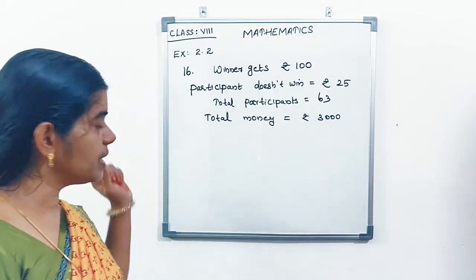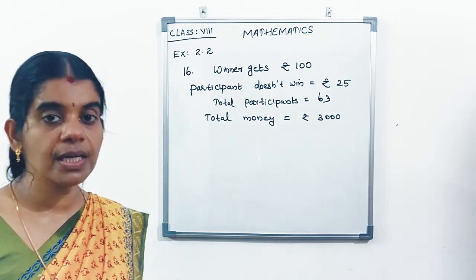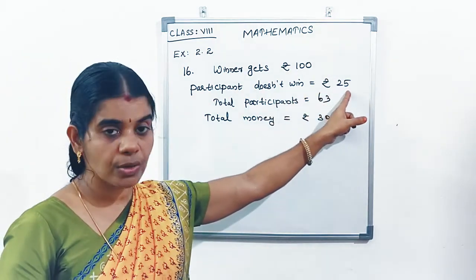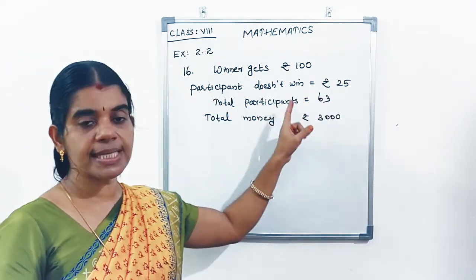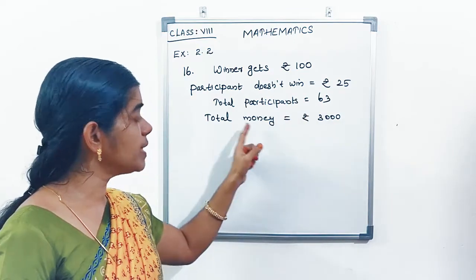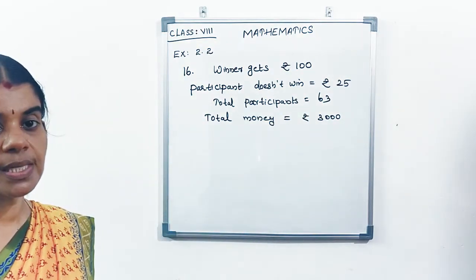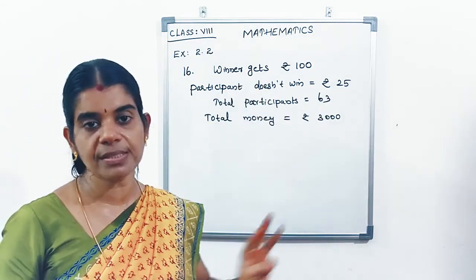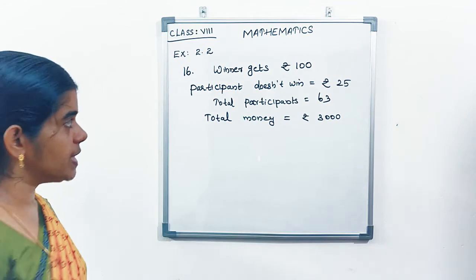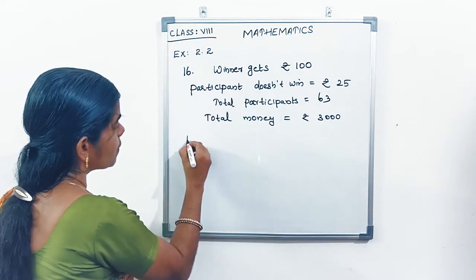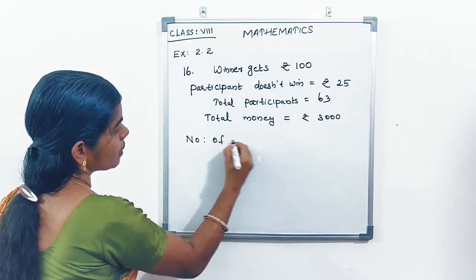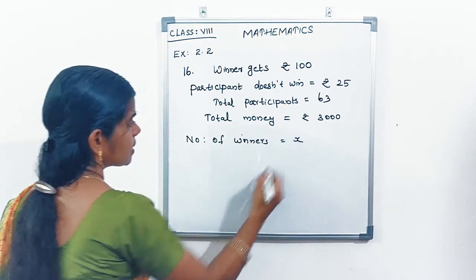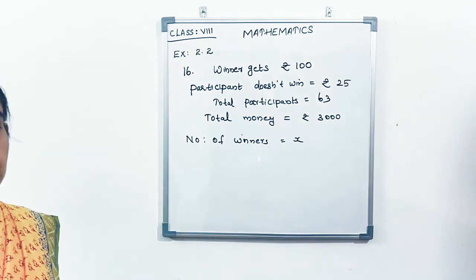An essay competition is there. The winner will get 100 rupees and the person who doesn't win will get 25 rupees. Total participants in the essay competition is 63 and total money distributed for the prize is equal to 3000 rupees. You want to find the number of winners. For this, first we choose the number of winners as x.